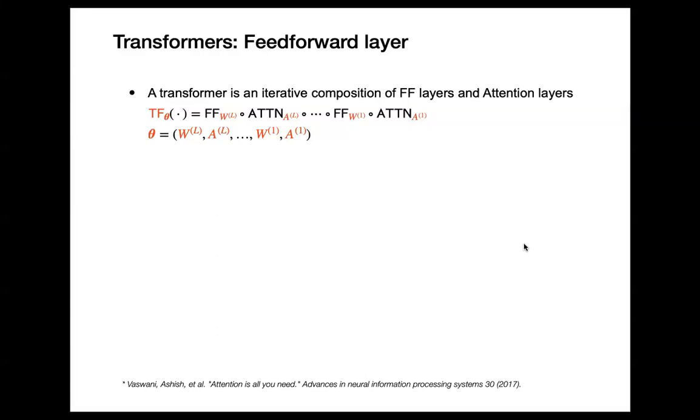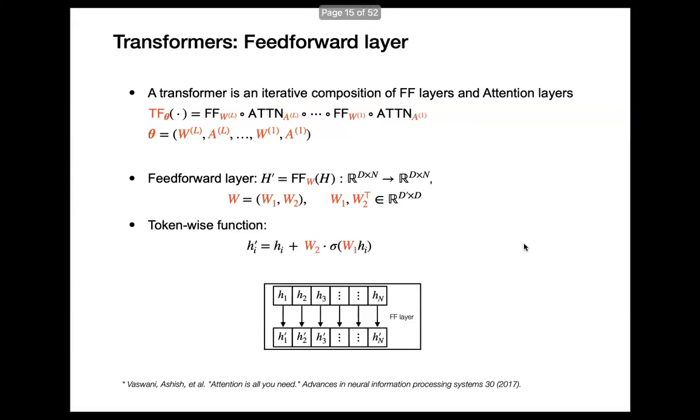And then I need to introduce what these feed-forward layers and attention layers are. So first, let me introduce the feed-forward layer. This is relatively simple. A feed-forward layer FF with parameter W is a sequence to sequence mapping, where the input sequence and output sequence have the same shape as the input and output of the transformer, D by N. And W, the parameter, is the combination of W1 and W2. If I just write down the function formula here, it is just a two-layer neural network with a residual connection structure.